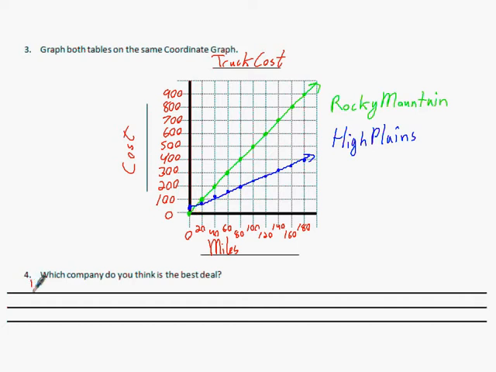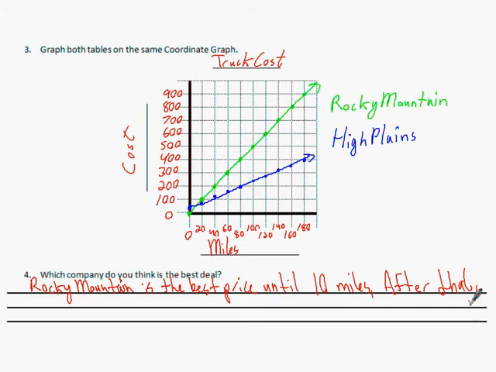So, Rocky Mountain is the best price until 10 miles. After that, High Plains is the best price. So even though High Plains started out higher, in the end it's the lower price and a lot lower. Look how much lower that is. If you need to go 180 miles, you're saving about 500 bucks.